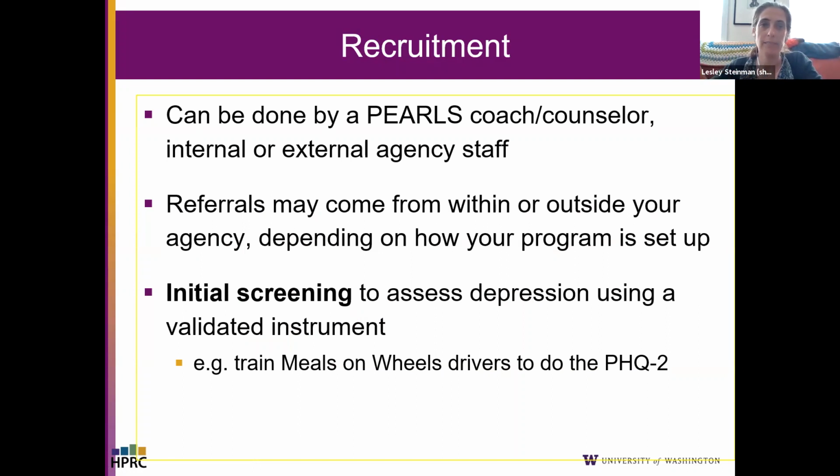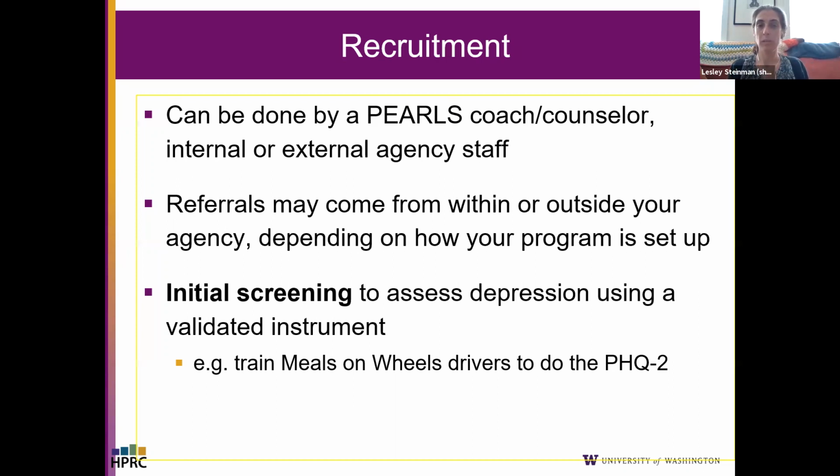So I think there's a couple of things you highlight here. One is that it really can be done by your Pearls team, your coach, or your counselor, but it also can be done by others. So this is not something you have to take on if your agency doesn't require it, or if you're a larger agency. We also stress that this doesn't just have to be a homegrown or internal program. This can really be something where you're engaging people from the community. It's really dependent on how your program is set up. Pearls doesn't require any specific way of doing recruitment or where you get referrals from.